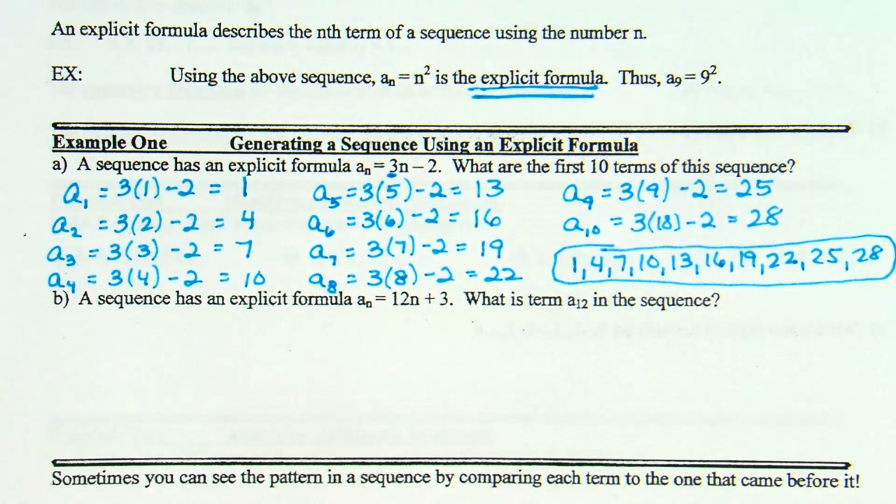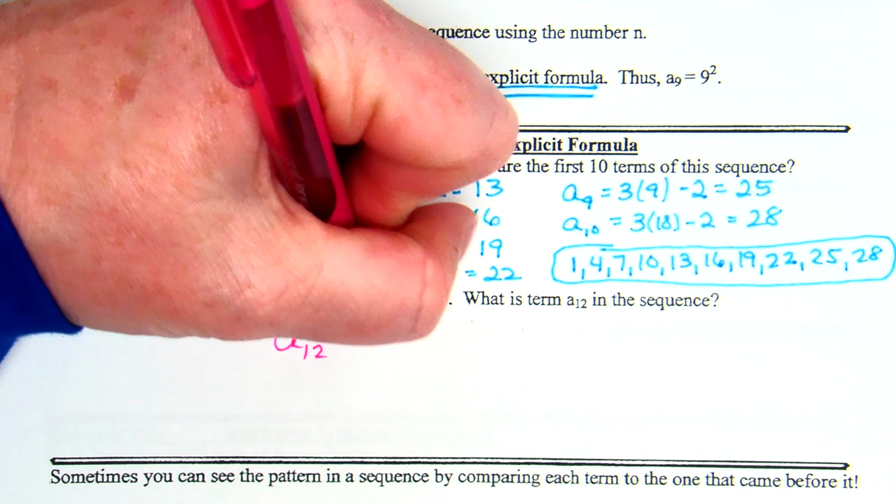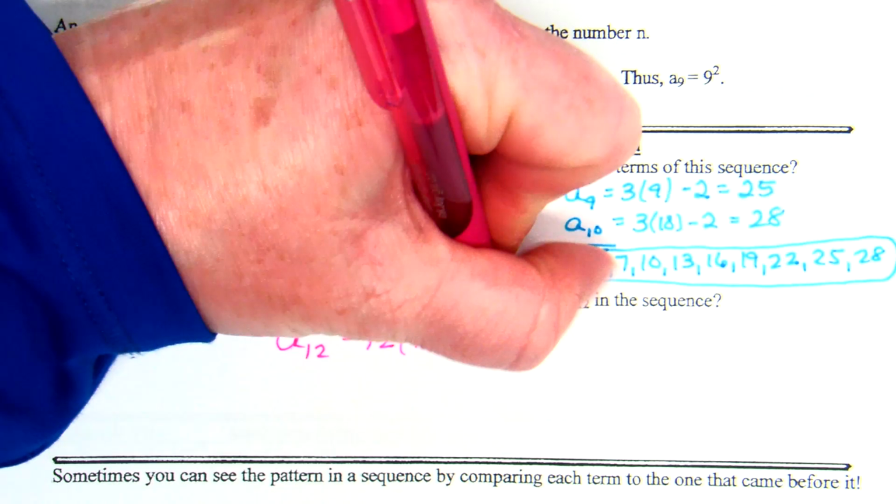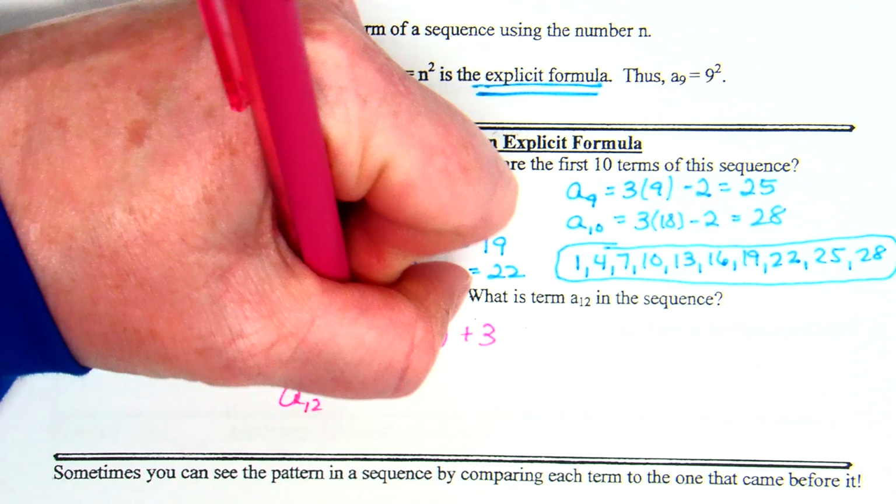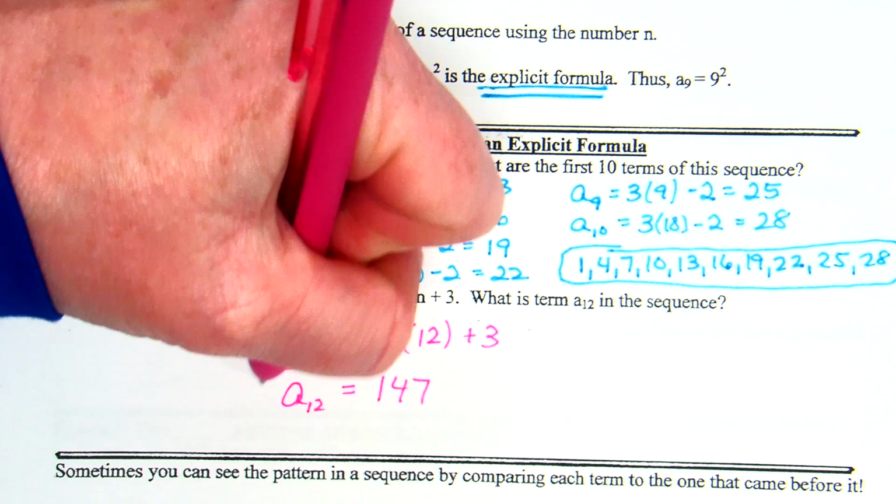Okay. B. A sequence has an explicit formula, A of n equals 12n plus 3. What is term A12 in this sequence? A12 equals 147. Okay, so how do we find A of 12? You're putting 12 in for n, because it's the 12th term. 12 times 12 plus 3, which is, I agree, 147.